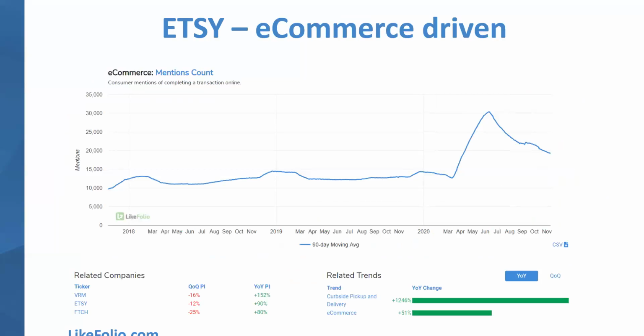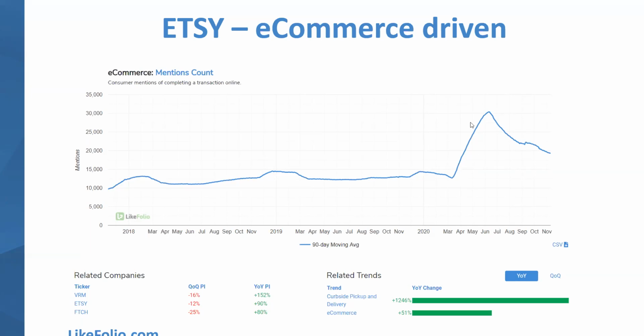So these are mentions of people who are actually completing purchases online, and you can see just how significant this is. If you were to expand this and go all the way back to 2012, you'd see this slow year over year build every year. And obviously these humps that you see are typically around Christmas time, people shopping online or completing purchases like that.